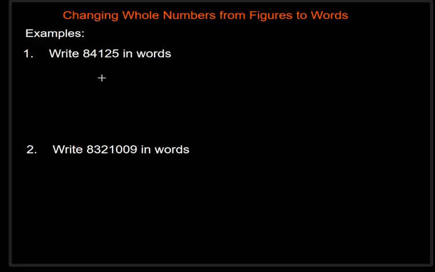Okay, so let's see. Solution. Now 84125, we need to group the digits first. Grouping must be done first before you write in words. Okay, let's see. One, two, three.